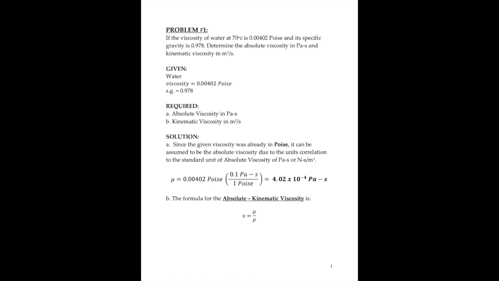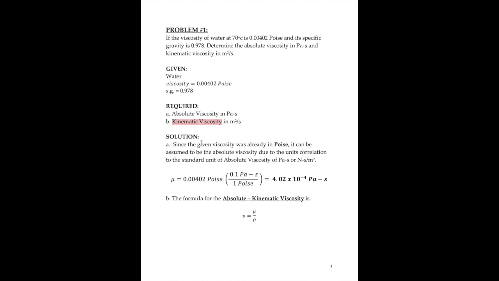We will always be starting by gathering the given quantities from the problem itself. So for problem number 1, a certain fluid, which is water, has a viscosity of 0.00402 Pa and has a specific gravity of 0.978. Since the problem does not directly say whether the given viscosity is absolute or kinematic, we may label it first as a general term viscosity to avoid further confusion upon solving the problem. So the required will be absolute viscosity and kinematic viscosity.